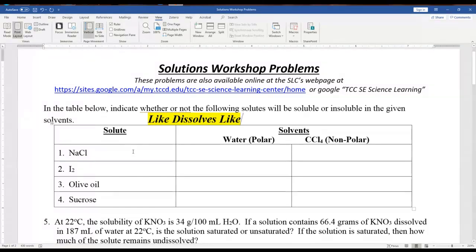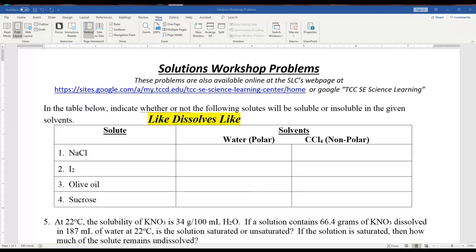Okay, so if we look at this first example, NaCl, is that a polar solute or a nonpolar solute? What do you think? Yeah, it's polar. So it's a polar solute. In fact, it's extremely polar because it's ionic. Ionic is polar to an extreme degree.